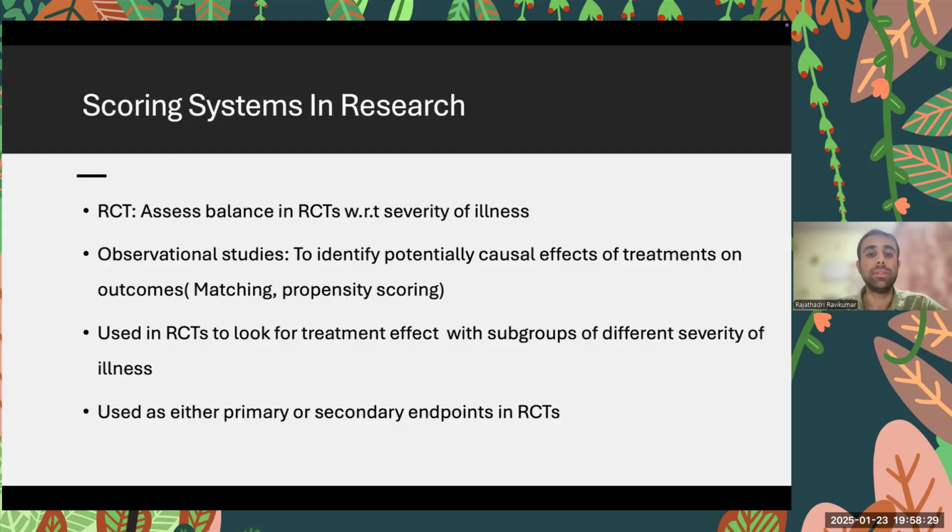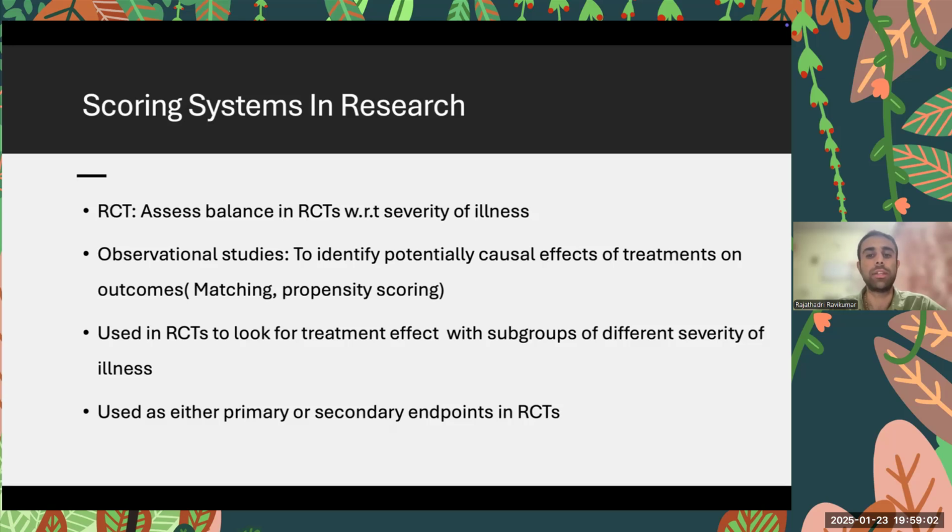Scoring systems have a very important role in RCTs. Suppose in a randomized controlled trial, we have to assess the balance between two groups. One is receiving placebo, one is receiving treatment. The group with treatment cannot have a lower severity score. It has to be balanced: the average Apache score between the two groups should be balanced. There should not be any difference between the two groups. If there is a difference, then there is obvious bias and the results cannot be interpreted. They cannot be taken at face value.